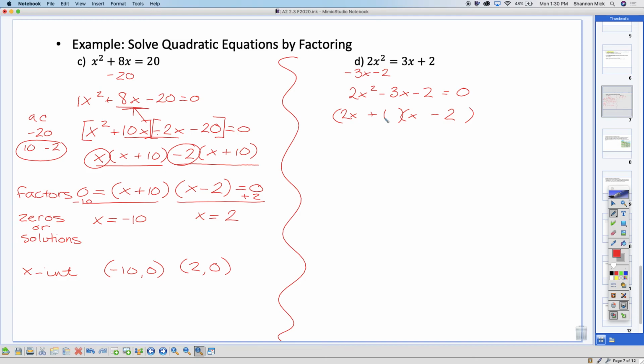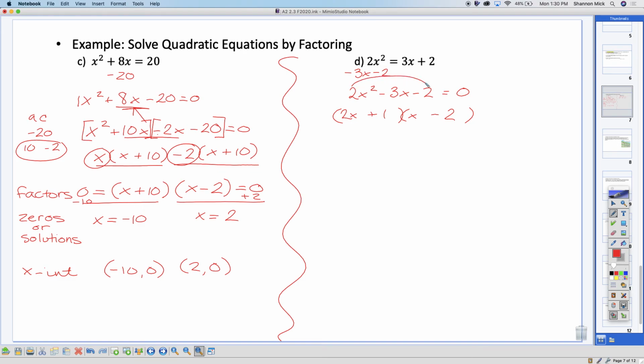Okay, did you get 2x plus 1 and x minus 2 as your factors? Eventually, yeah, I just had a negative. I was kind of stumped. Okay. Do I need to go through the whole process? No. Anybody? If I do, say it. Yes. Okay, so first thing I always do is what?